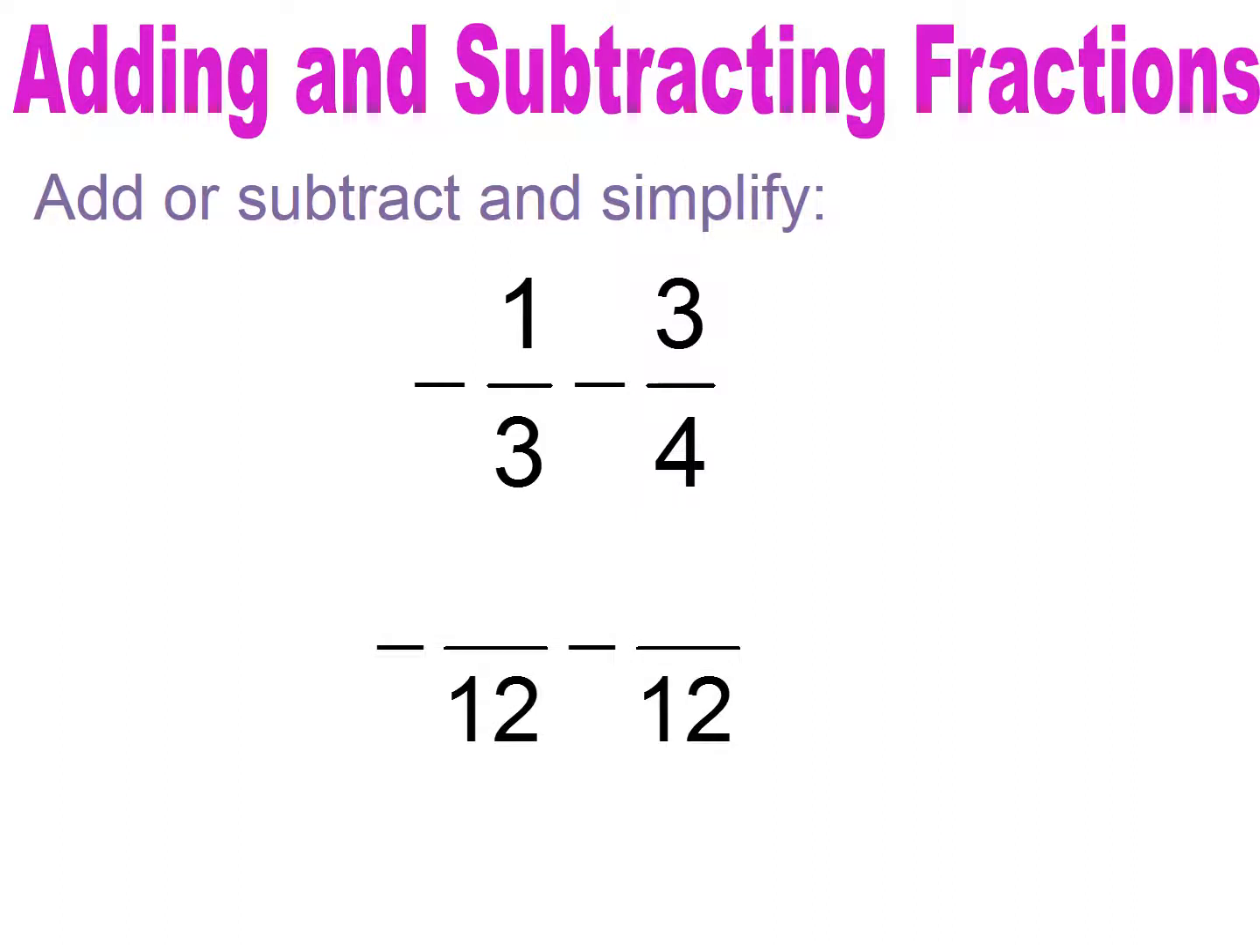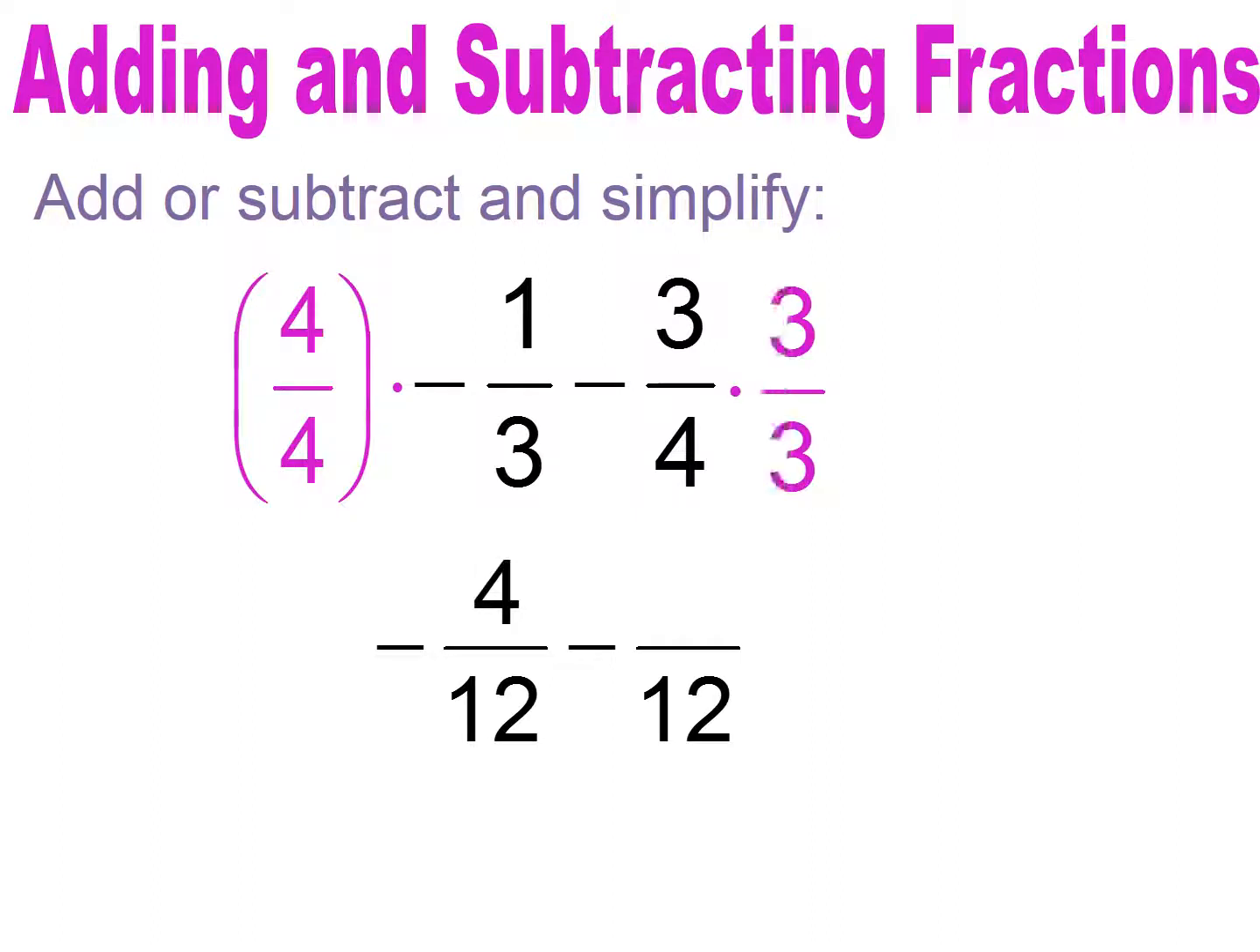Again, the way to get the common denominator is to multiply 3 and 4, and I get 12. I need to convert the first fraction by multiplying the top and the bottom by 4. I need to convert the second fraction by multiplying the top and the bottom by 3. And now I have my converted fractions. Keep in mind, I have the same sign here, so I'm going to need to add and keep the sign. And I'm left with negative 13 over 12.